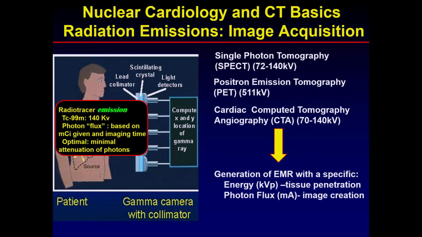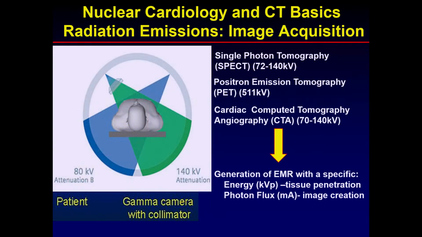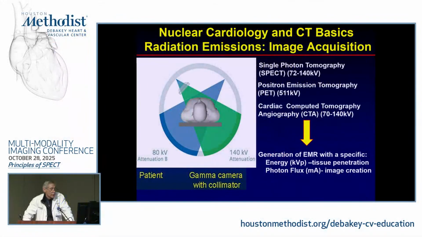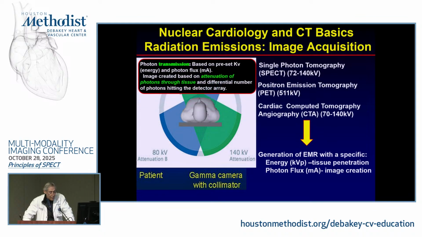That makes sense. And obviously, what we really want to do is minimize attenuation of photons, okay? Because we want to have enough photons to make a picture. With CT, it's the same thing. I mean, you have 140, 120, 130 kV, and you set your milliamps at a certain level in order to develop a picture.